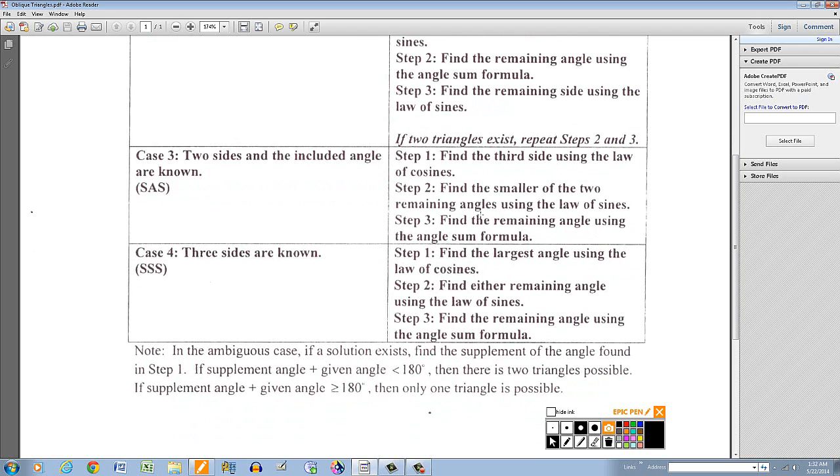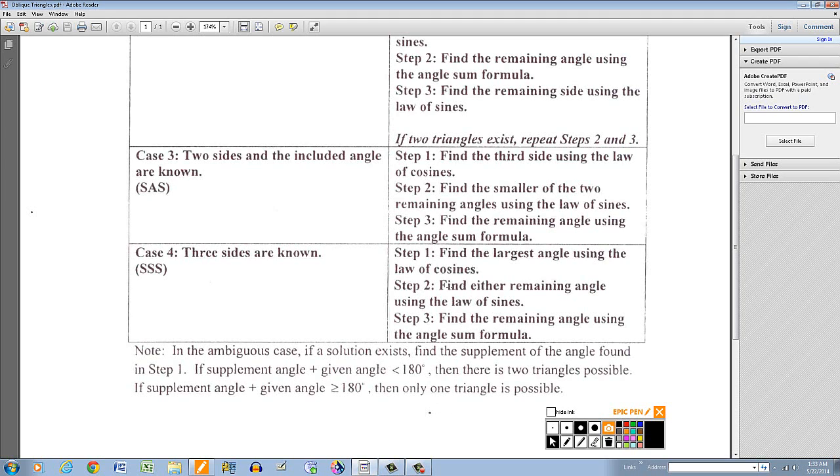Okay. Case 4. In this scenario, you're given all 3 sides. So SSS, side, side, side. So you don't know any of the angles, you know all 3 sides. So you're going to use the appropriate formula. And like I said, I'll work some examples like this. And here are the steps that you're going to go through. Find the largest angle using the law of cosines. And then step 2, find either remaining angle using the law of sines.